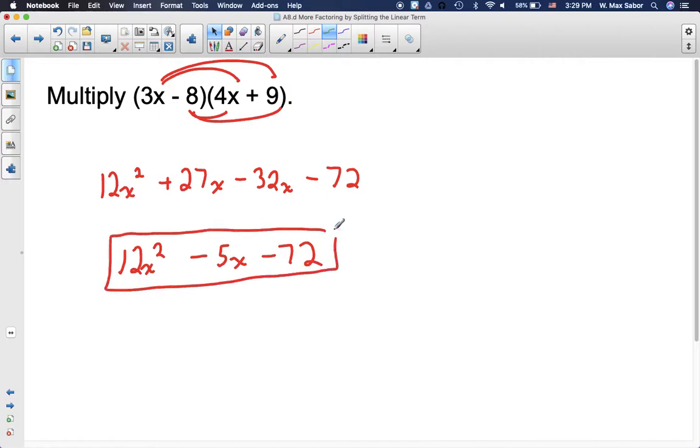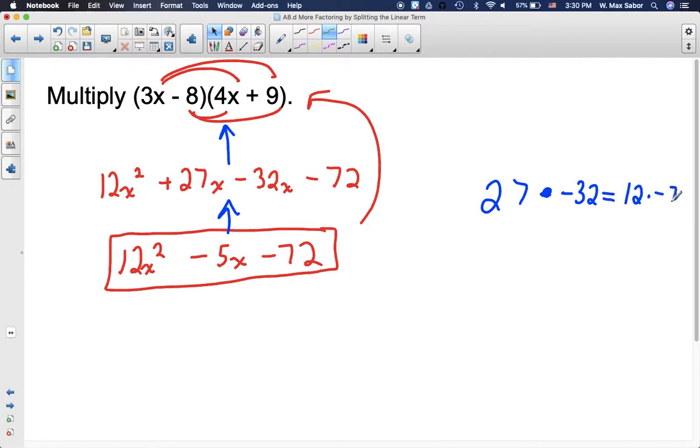Now, the idea is that we're going to try to figure out how to go from here back to the original. And what we're trying to do is split this back into here first so that we can factor by GCF backward. But we can't exactly say that 27 and negative 32 multiply to 72. That's just false. What we can say is 27 times negative 32 is the same thing as 12 times negative 72. So this is what we're looking at.